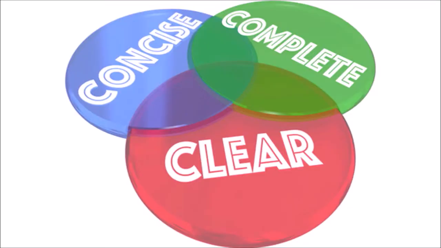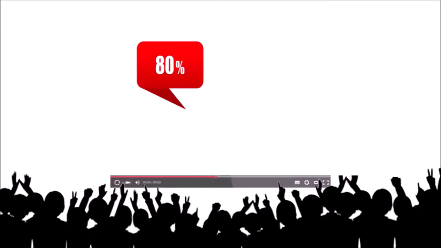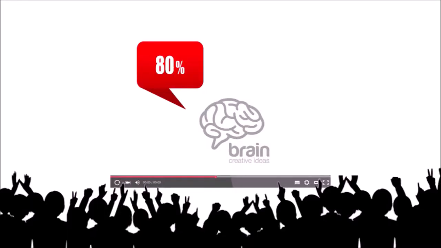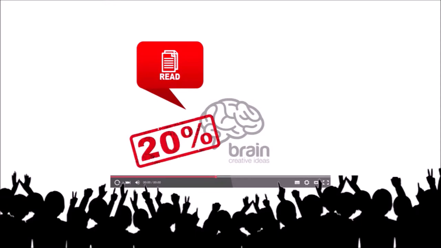And videos are more effective in getting the message across. How effective are they? 80% of the information retained in the brain is visual. Apparently, we process visuals 60,000 times faster than text. People who read only remember about 20% of the information.